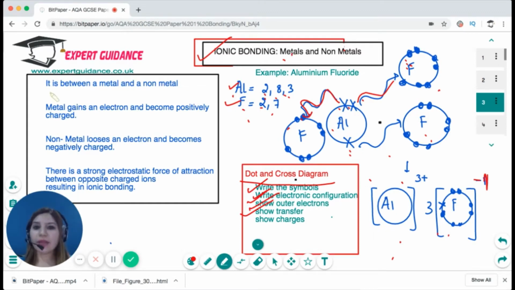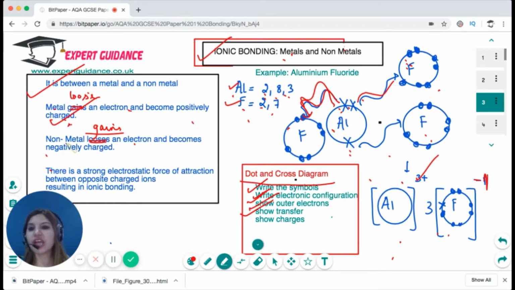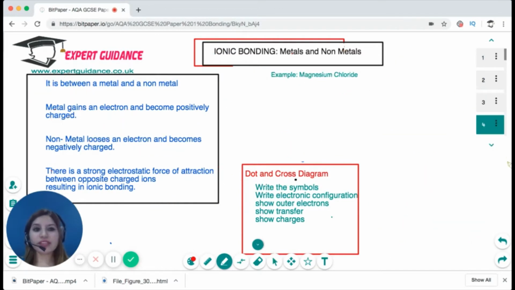So ionic bonding is between a metal and a non-metal. The metal is losing an electron to a non-metal, and as the metal loses an electron, it gets a positive charge. The non-metal gains an electron and becomes negatively charged, and there's an electrostatic force of attraction between oppositely charged ions, resulting in ionic bonding. So the metal loses an electron and becomes positively charged. The non-metal gains an electron, becomes negatively charged, and there's a strong electrostatic force of attraction between oppositely charged ions, resulting in ionic bonding. I hope this dot and cross diagram is clear to you.